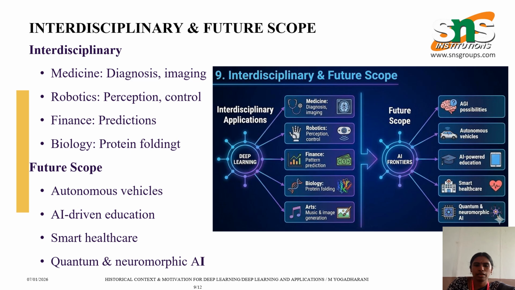And the next one is applications and future. Deep learning is not limited to computer science. It is used in medicine for disease detection, in finance for fraud detection, and in biology for protein analysis. In future, deep learning will power autonomous vehicles such as Tesla self-driving cars, smart healthcare, and intelligent education systems. This is why learning this subject is very important for your career.